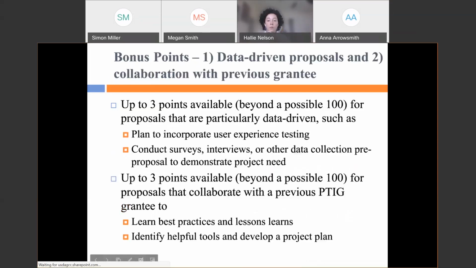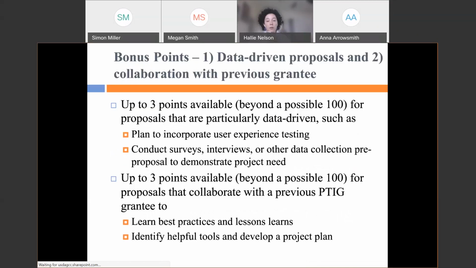Bonus points are also awarded to proposals that are data-driven and proposals that collaborate with a previous grantee. Up to 3 bonus points are available for proposals that are particularly data-driven. This may include projects that plan to incorporate user experience testing or conduct surveys, interviews, or other data collection pre-proposal to demonstrate the project need.